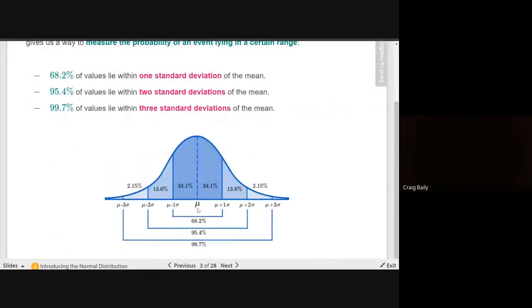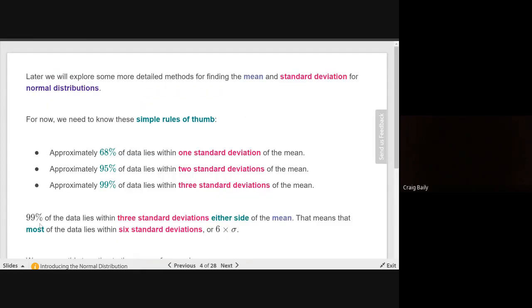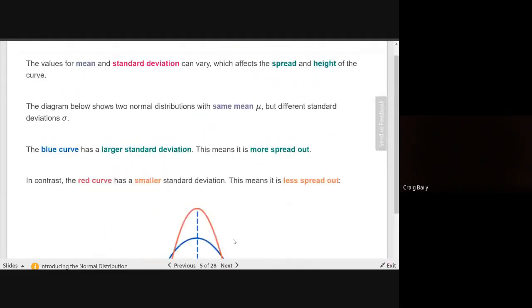There's the mean, mu. Now, this is mu minus 1 sigma, or this is 1 standard deviation below the mean. Mu minus 2 sigma. So we're now 2 standard deviations below the mean. As we said, 99% of all the data is within 3 standard deviations above or below. This means that most of the data lies within 6 standard deviations. 6 times sigma is 6 sigma.